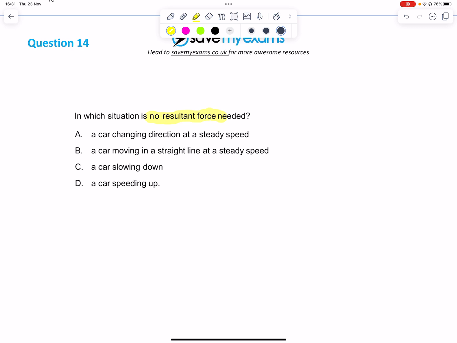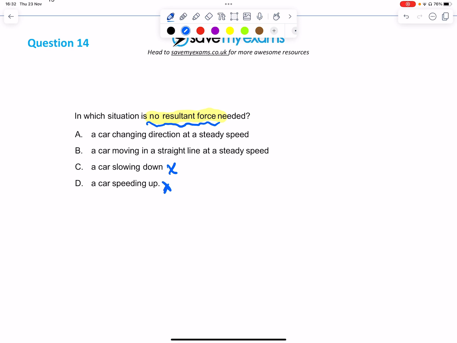Because remember that we studied that when there is a resultant force, it can cause a change in speed of an object, and option C and D represent that. That there is a resultant force, and the question asks us to find in which situation there's no resultant force, so you can automatically remove option C and D.